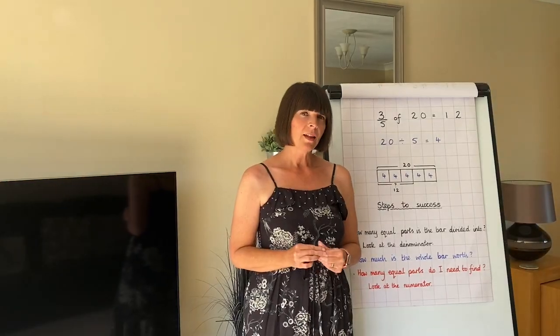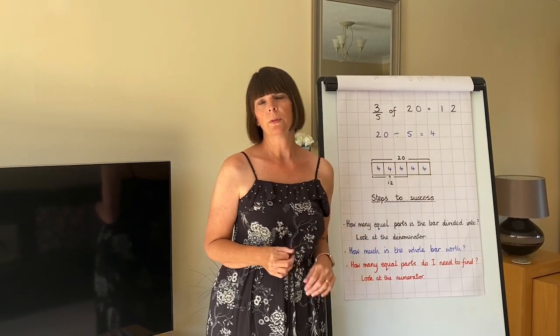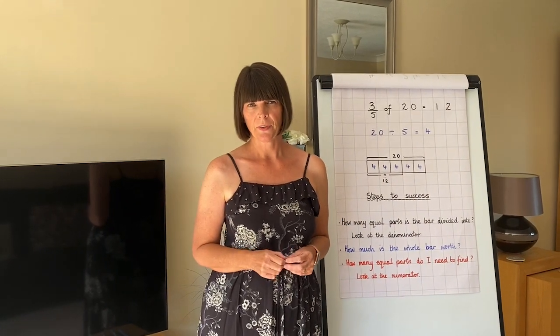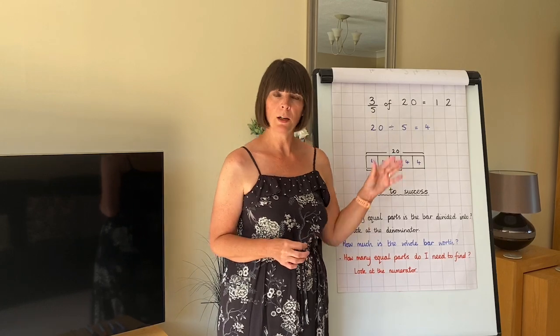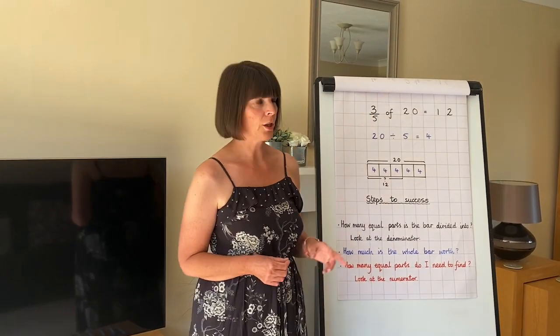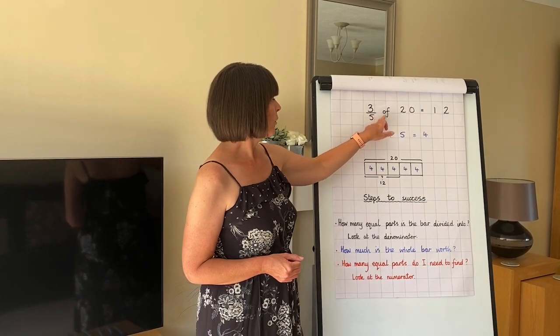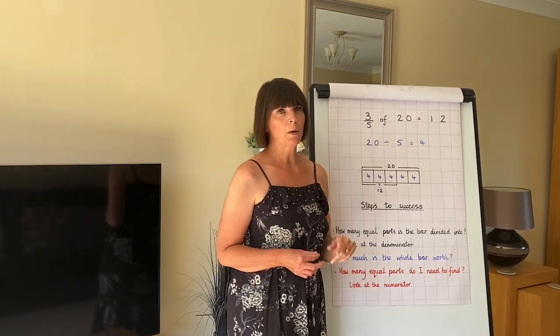Right, so we're going to look at our main activities now, but we're going to just do a recap. We're going to look at our steps to success. And if you're finding your activities just a little bit tricky, come back to this page and you can pause it and have a little look to remind you. So here I've got 3/5 of 20. I've worked that out to be 12. And this is how I did it.